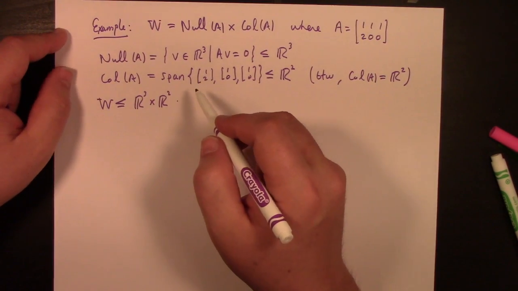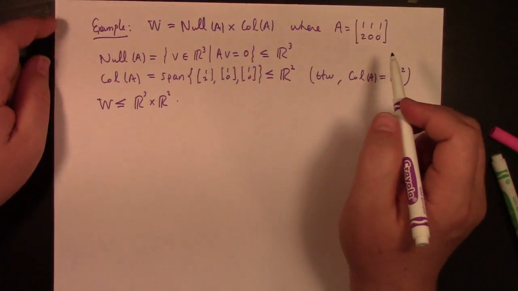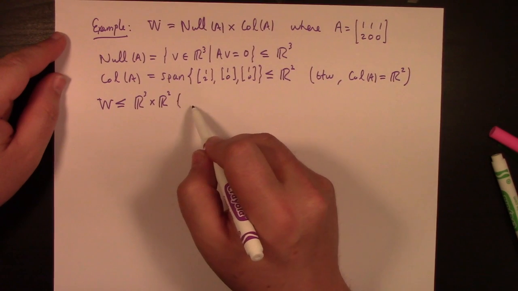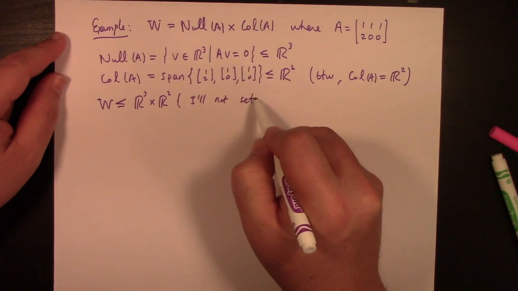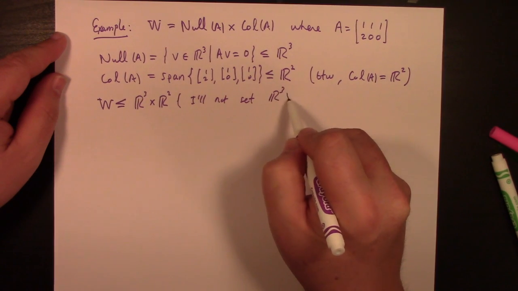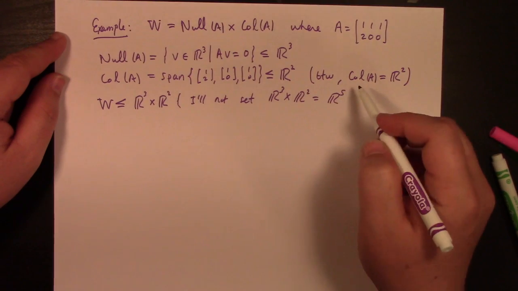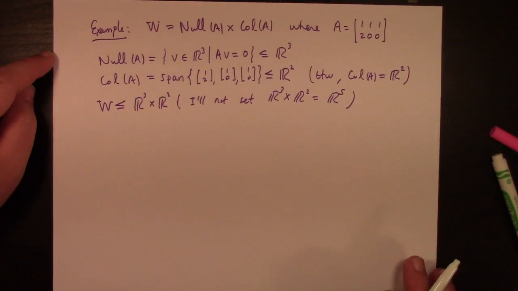I'm not going to think of that as R5. I'm actually going to leave that as pairs of 3 vectors and 2 vectors, for the sake of, it'll be easier for us to think of it that way. I'll not set R3 cross R2 equal to R5, as that would actually make the problem harder. Okay, so we're going to leave them like that. Pairs of 3 vectors and 2 vectors.